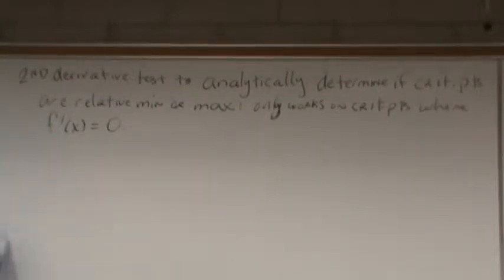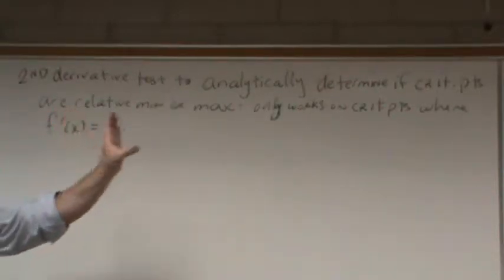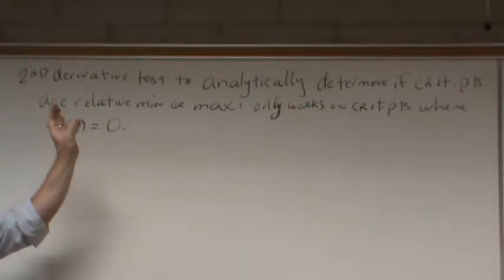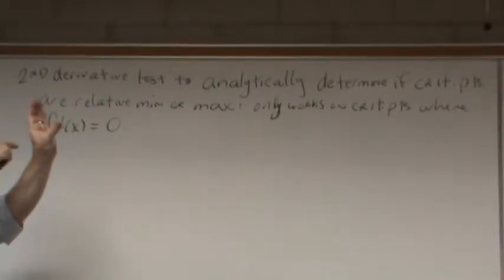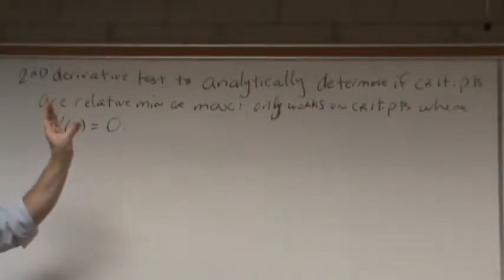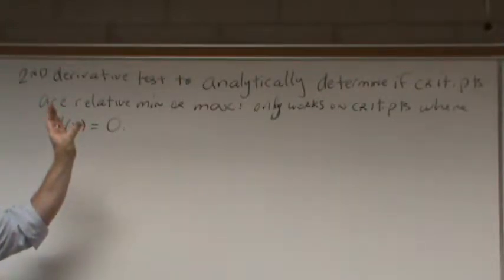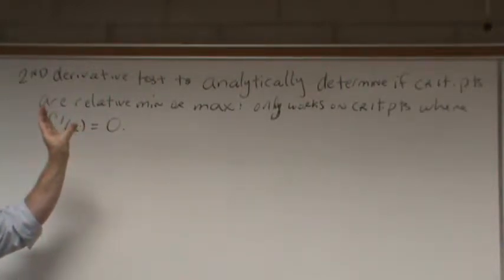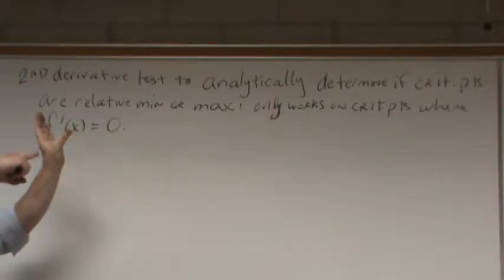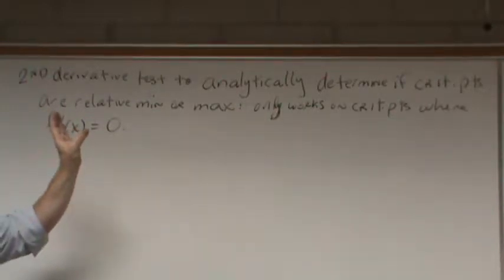Tell me, if this is a relative min and it's an f prime equals 0 situation, is your graph always going to be concave up or concave down at the point where you have a relative min? Concave up. How do you know? Because it's at the bottom. This is the lowest point on the graph. Yeah, because my hand is making a happy face.